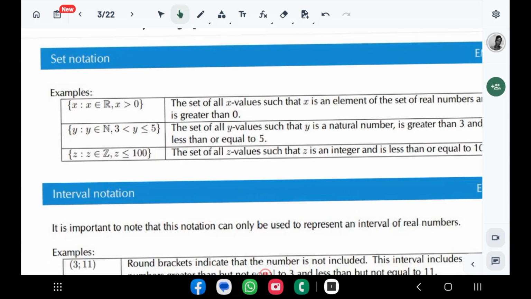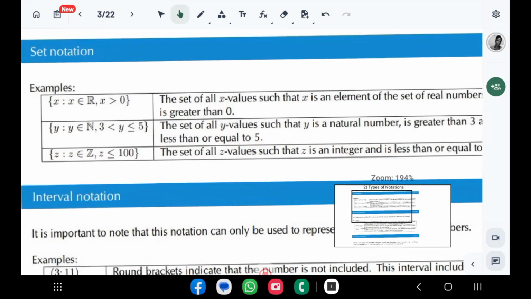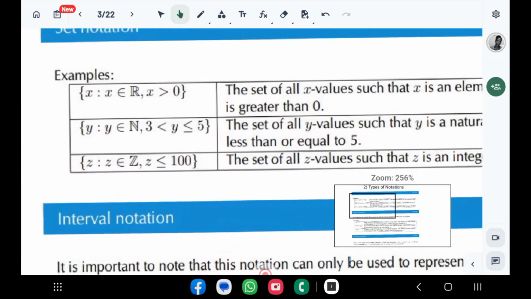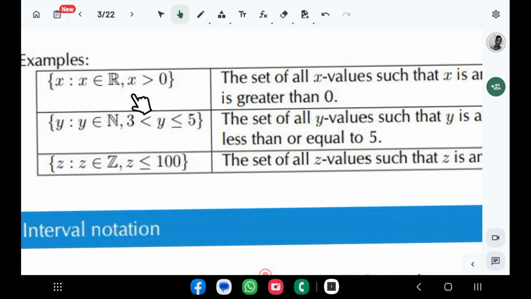Let's start with the first one, set notation. This one basically works like this. It says x maps, x is an element of real numbers such that, that's how we read it, such that x is greater than 0. This is a set of all real numbers that are positive.